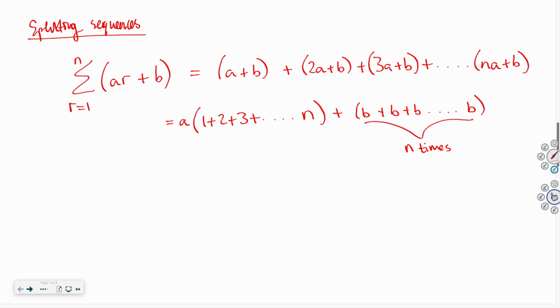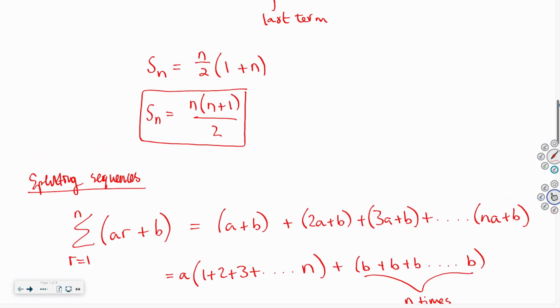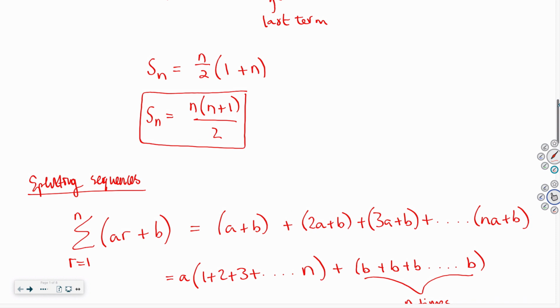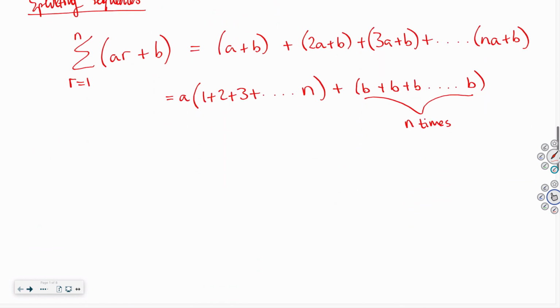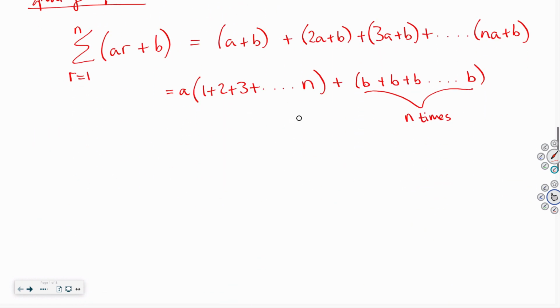So how else can we write that? Well, using the information that we just learned, we can write this as this formula. And that formula in sigma notation can be written like this. So we're going to write 1 plus 2 plus 3 plus all the way up to n, multiplied by a, times the summation of r, where r is starting at 1 and ending at n.